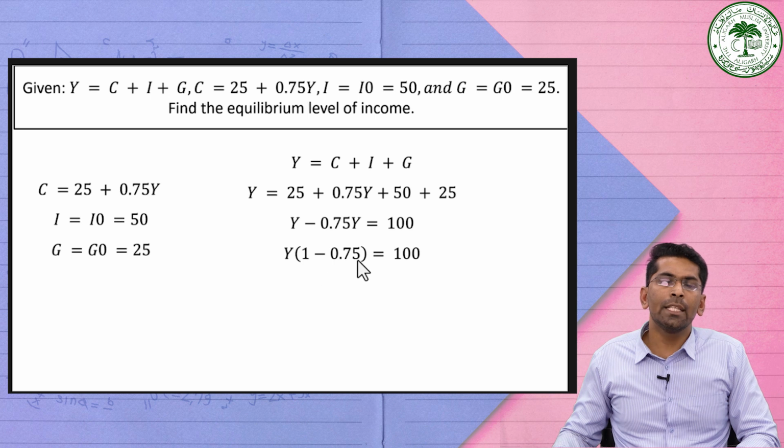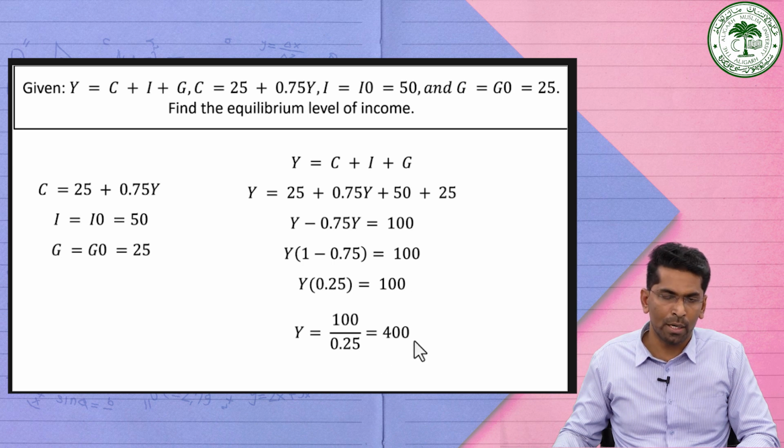So here 1 minus 0.75, which is equal to 0.25Y, which is equal to 100. Dividing both sides of the equation by 0.25, it will become 100 divided by 0.25, which is equal to 400. So the level of income here is 400.